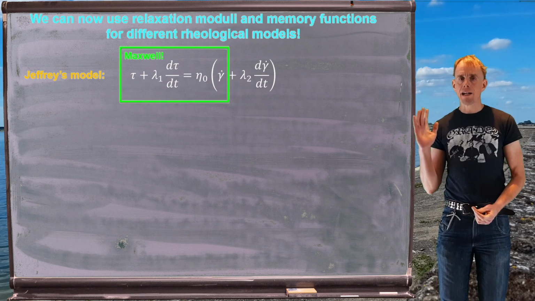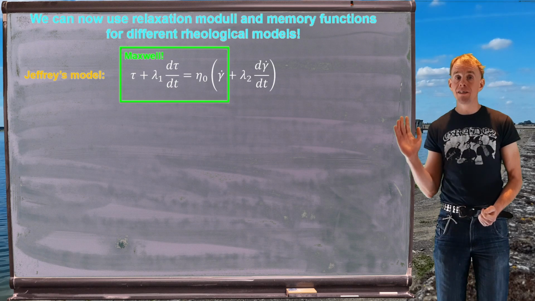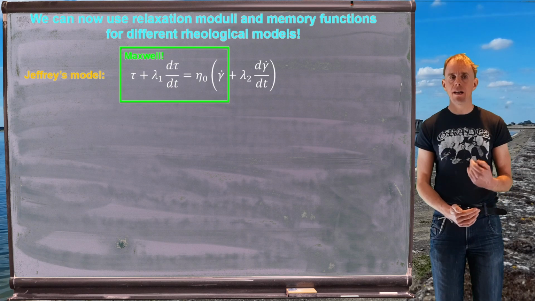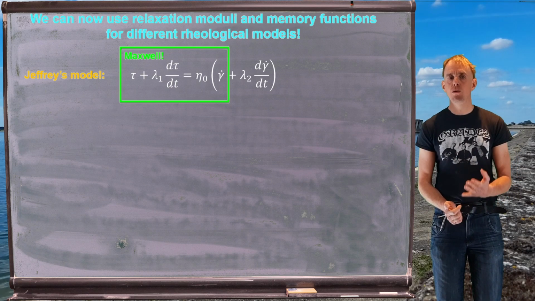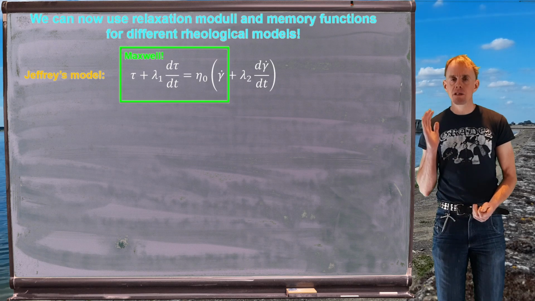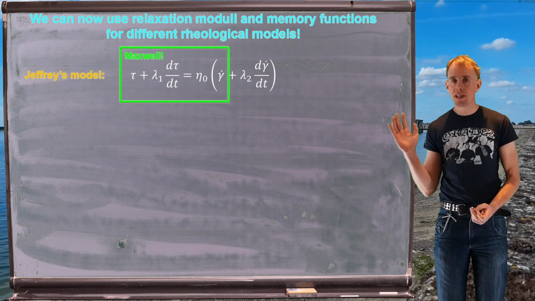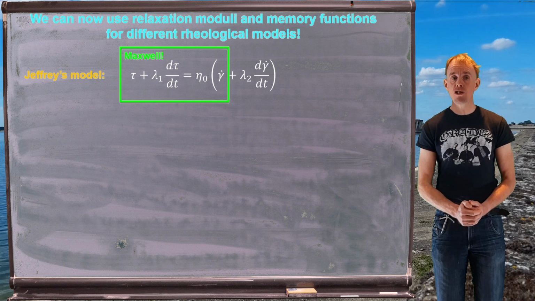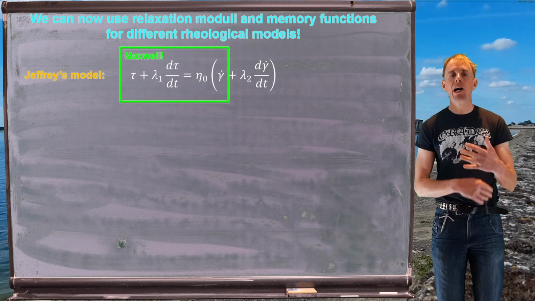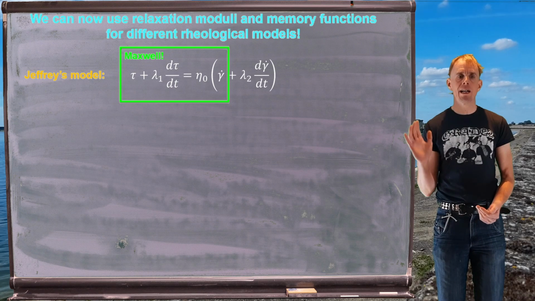You've met the Maxwell equation in differential form and in integral form, and here on the board, highlighted in green, is effectively differential Maxwell. You've got tau plus lambda 1 d tau by dt equals eta naught gamma dot. That's differential Maxwell. However, there's another model which builds on differential Maxwell called the Jeffreys model. And we can see here the Jeffreys model also includes an additional term that depends on the derivative of the rate of strain, so how quickly our deformation is changing, and associated with that is an additional relaxation time lambda 2.